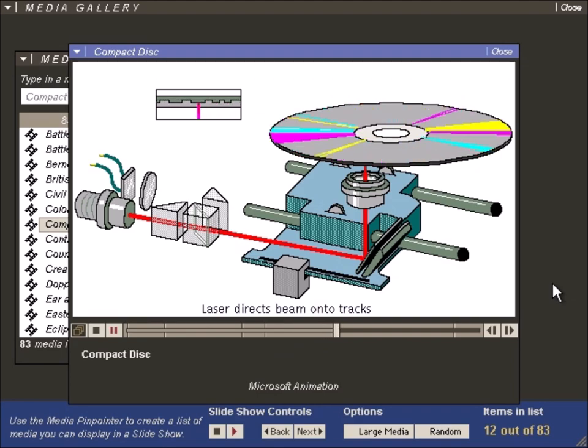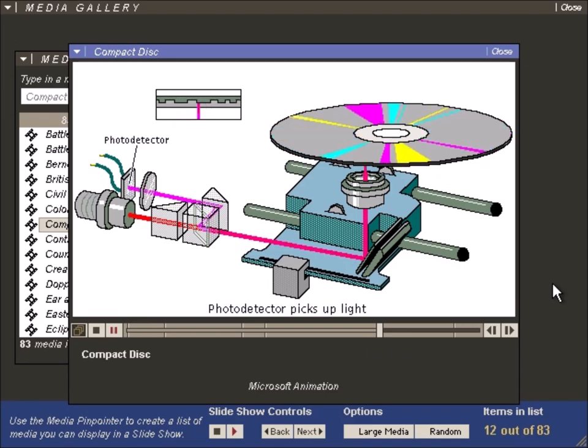Along a track, regions with pits scatter the light differently from regions without pits. The sequence of regions represents the sound information. A photo detector picks up light scattered from the pits and sends a signal to a microprocessor, which converts the signal to sound.